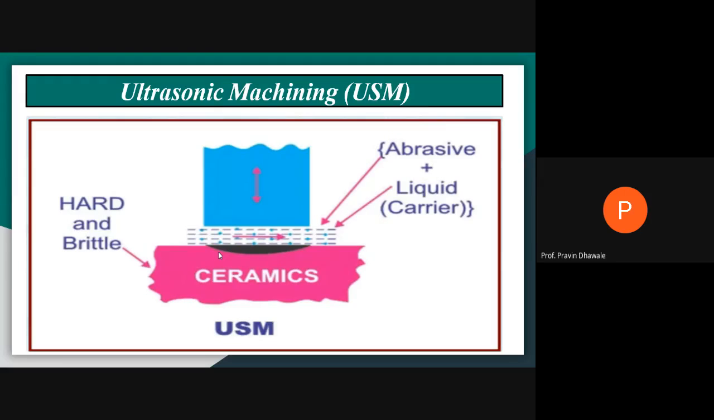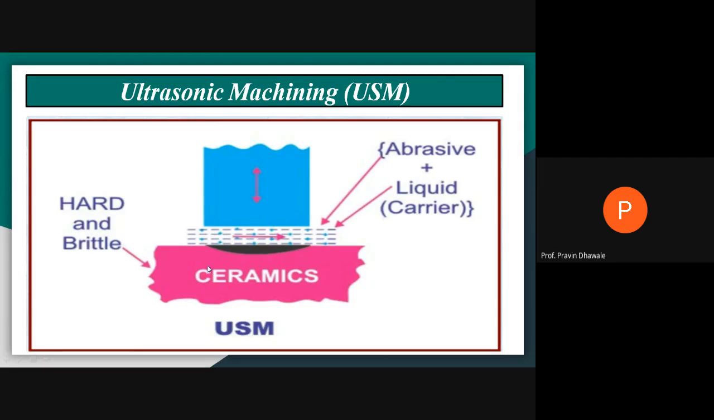In order to remove the material from the ceramic, which is hard and brittle, we require the tool, and this is a tool. It will be moving or vibrating over this surface of the material, and in between the material and the tool, abrasive plus liquid, that abrasive slurry, is combinedly called a slurry of the abrasive. It will be passed between the tool and the workpiece.